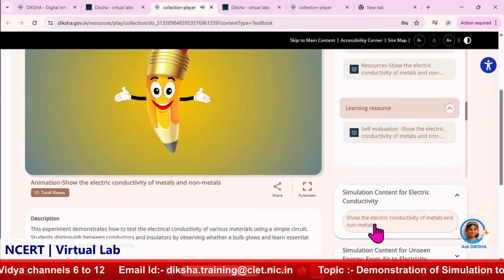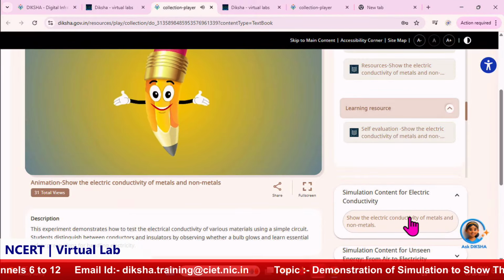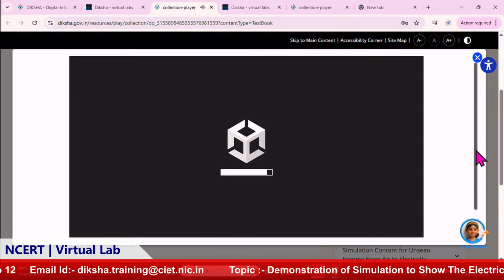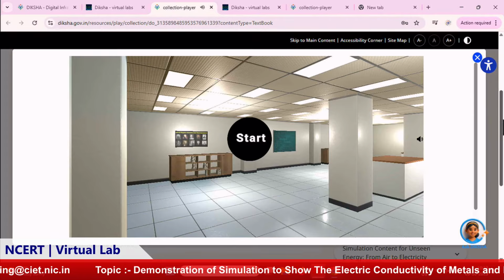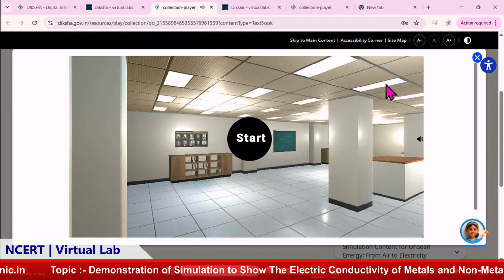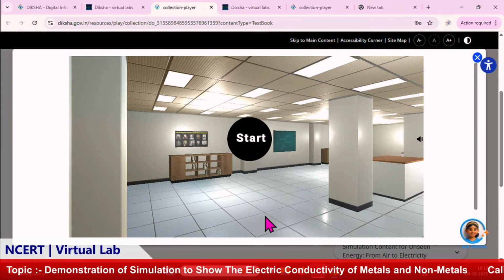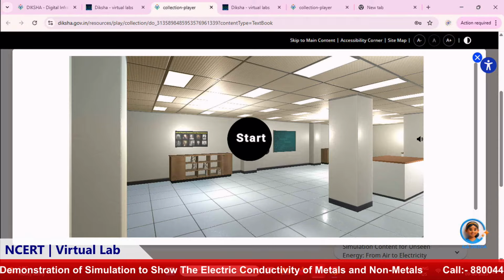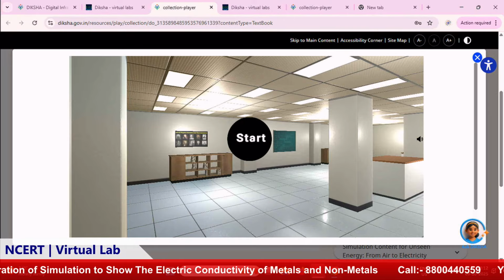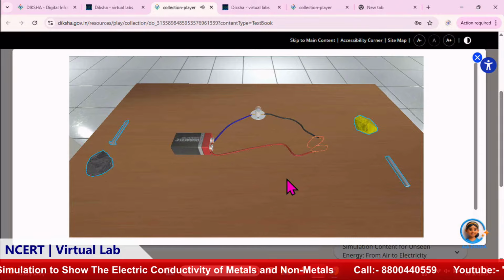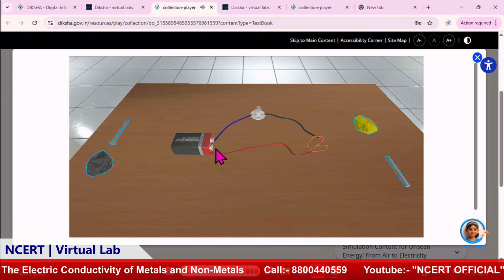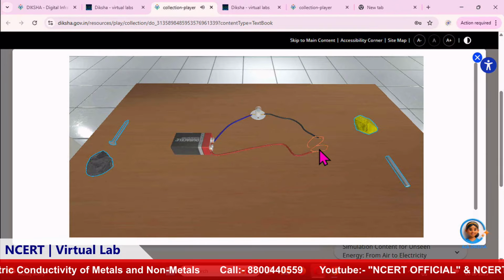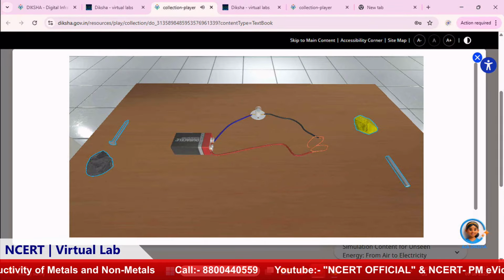Here you will see the objective of this experiment, which is to show the electrical conductivity of metals and non-metals. This simulation is built in a Unity program, so it is a different kind of setup. As you open it, you will get this kind of structure. You just click on the start button. Once it has started, you can see the battery and bulb, which are already connected like this, and here the space is provided, and this is a hyperlink.